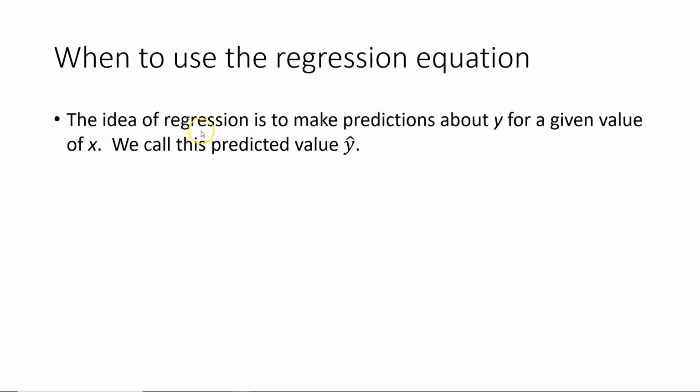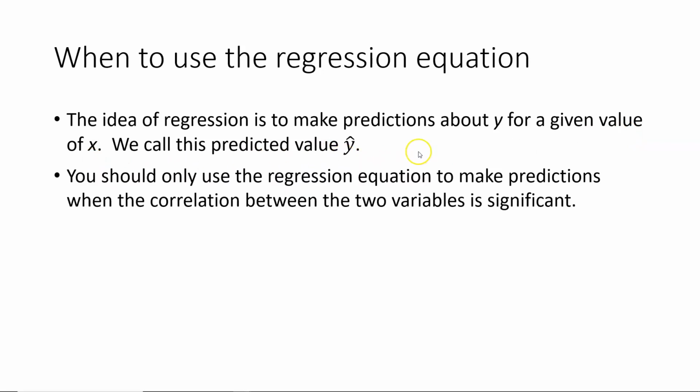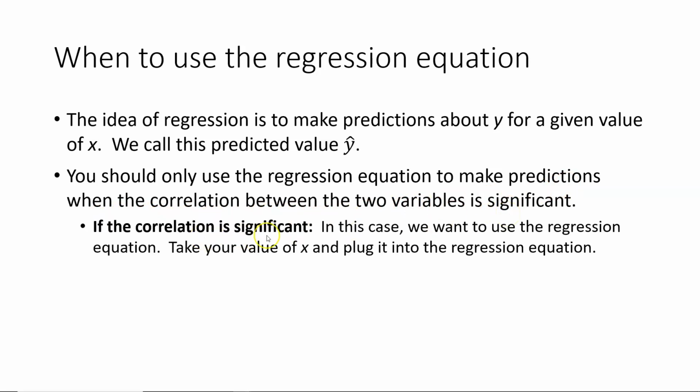So let me close by making some comments about when we would use the regression equation. Keep in mind that the idea of regression is to make predictions about the response variable y for a given value of the explanatory variable x. We call this predicted value y hat. You should only use the regression equation to make predictions when the correlation between the two variables is significant. If the correlation is significant, then you want to use the regression equation to predict a value of y for a given value of x, just as I've demonstrated in the previous two examples.